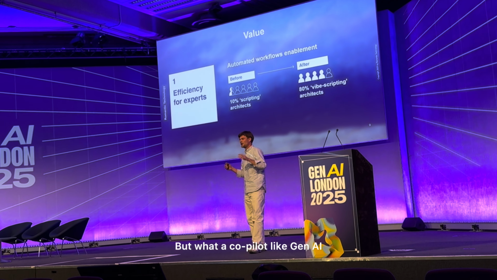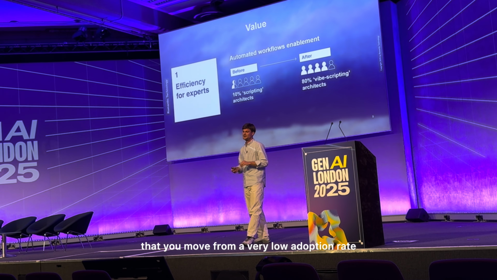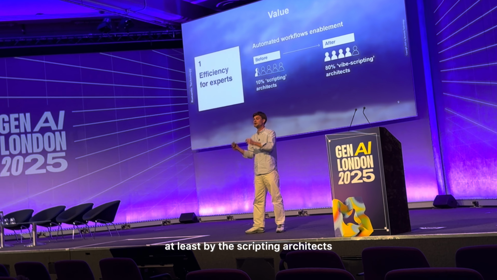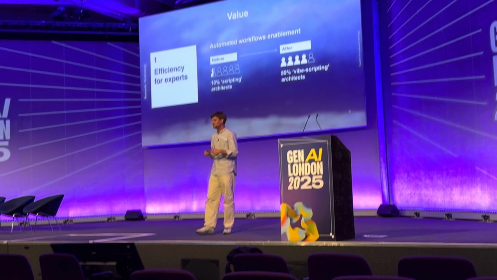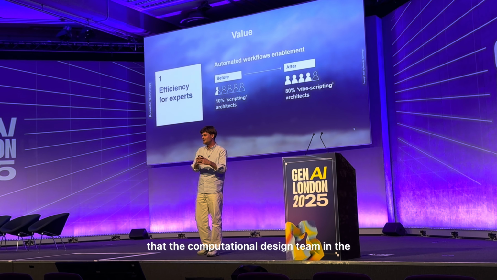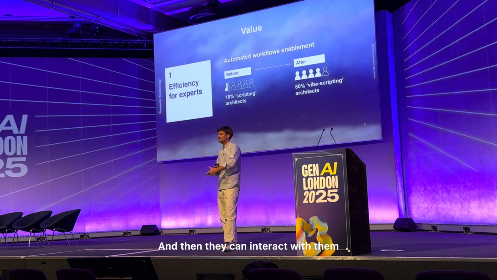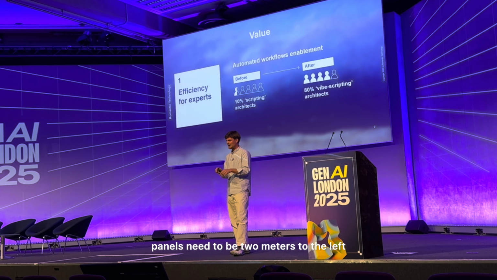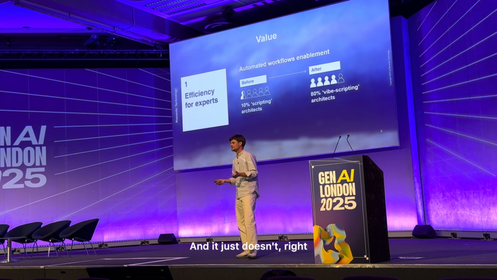But what a Copilot, like a Gen AI and CAD, could do is that you move from a very low adoption rate to a high adoption rate, at least of vibe scripting architects, so that, for example, they can at least understand the scripts that the computational design team in the office came up with. And then they can interact with them, and now they just say, all right, panels need to be 2 meters to the left, and it just does it, right?